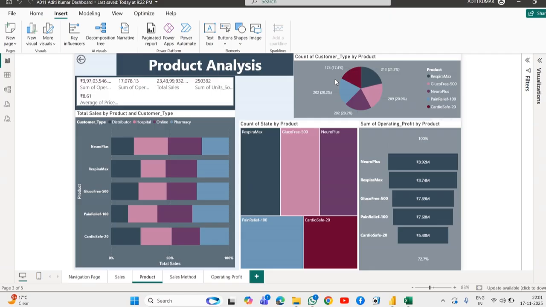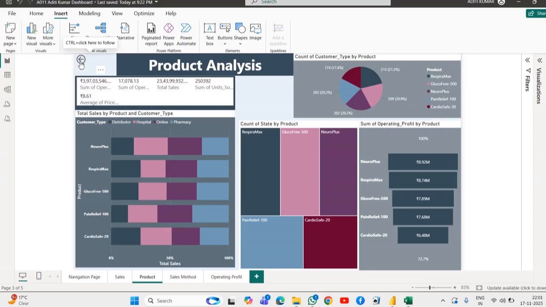So it helps in identifying the high customer but low revenue items, and it also helps in improving the customer engagement strategy. So in this particular case also, the product with the most number of customer type is the Respira Max, which has a customer type of around 21.3%, and the lowest comes to CardioSafe, which is around 17.4%. So this ends my product analysis.